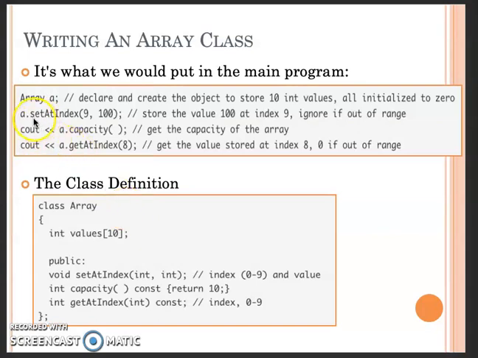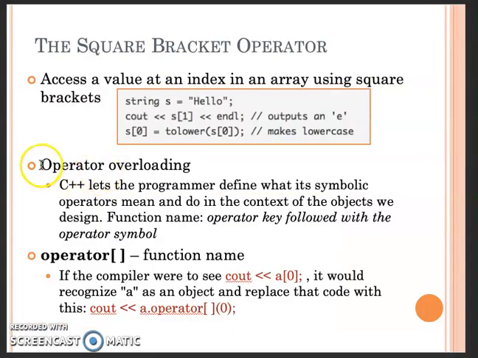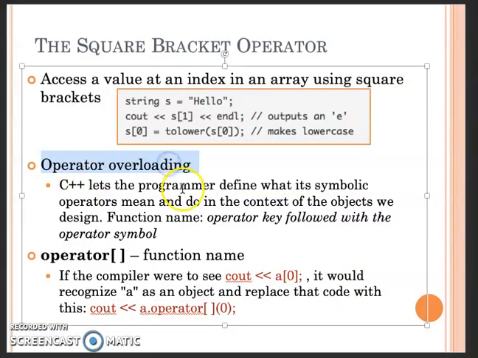Let's continue to change the set at index and get at index to become the square bracket operator, a getter and setter function. But the first thing we need to know is how to write a square bracket operator function. If you remember in 165 or 200, we introduced operator overloading functions. In C++, that's a very good feature because you can rewrite what an operator does.